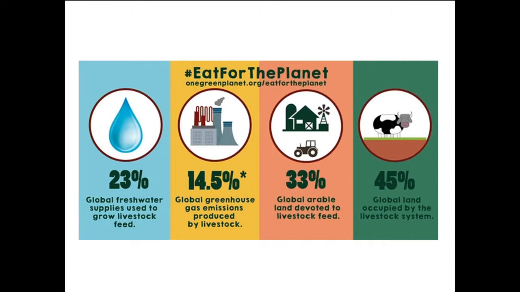We've got another table here. So it's just something to make you aware of. When you've got the food chain and you produce food, there's a lot of stuff that's being used up. So we've got freshwater supplies which are used to grow livestock. We've got global greenhouse gas emissions produced by livestock, global arable land devoted to livestock feed, and so on.